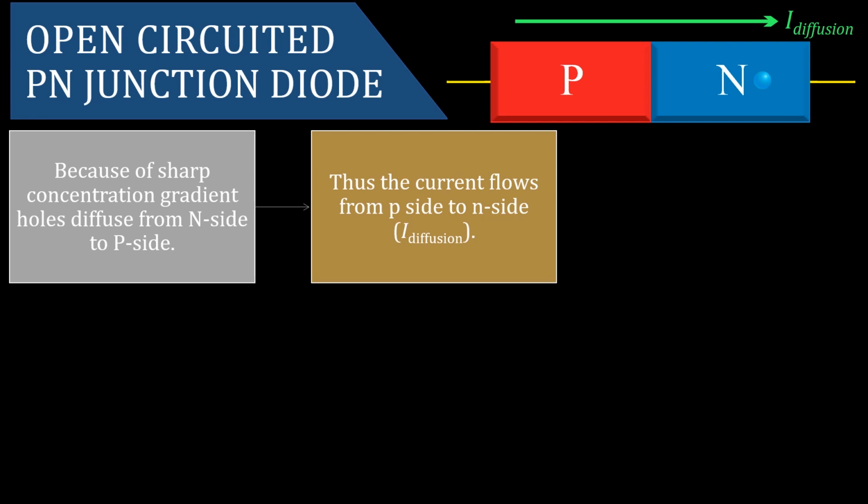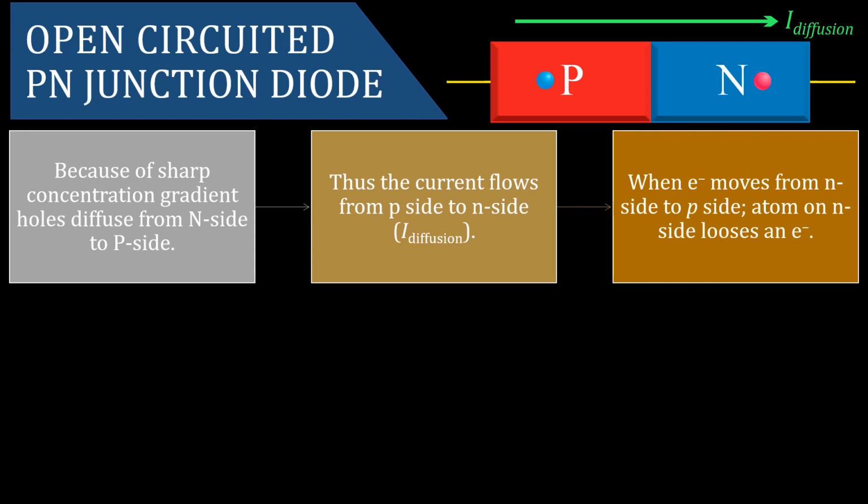At the same time, we understand that on the N side, electrons are the majority carriers, and on the P side, electrons are the minority carriers. So the electrons from the N side will diffuse to the P side. And if the electron is moving to the left, the current will move to the right. So in an open circuited PN junction diode, holes are diffusing from P to N and electrons are diffusing from N to P, but for both of them, the current is to the right. That is I diffusion. And this will happen only at the junction because the concentration gradient is only at the junction.